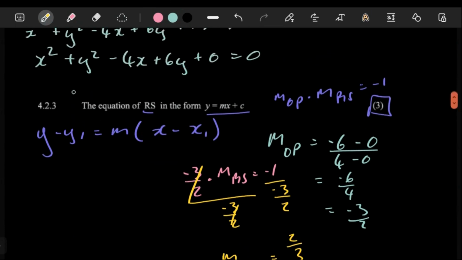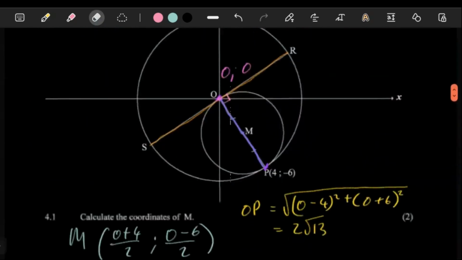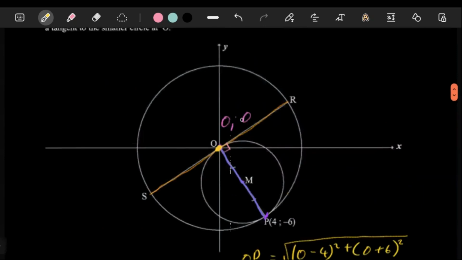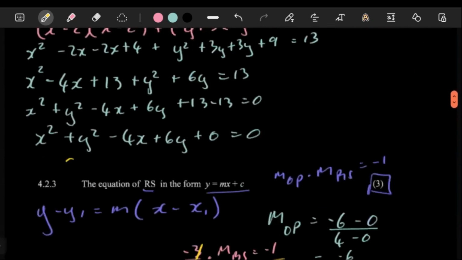So fortunately, we know we have a coordinate that the graph passes through. It's just the origin. RS passes through the origin. We can see it, it's in our faces. So that's going to be x1 and y1. So we have everything for this question.